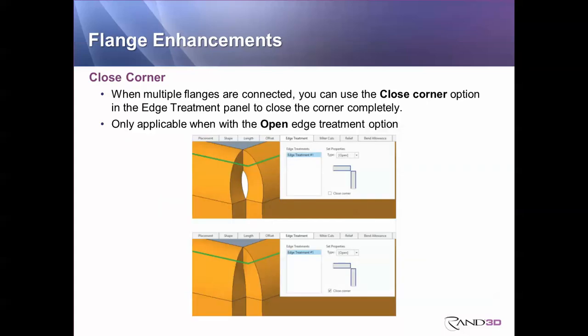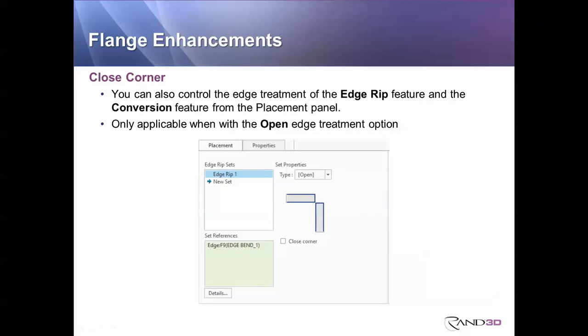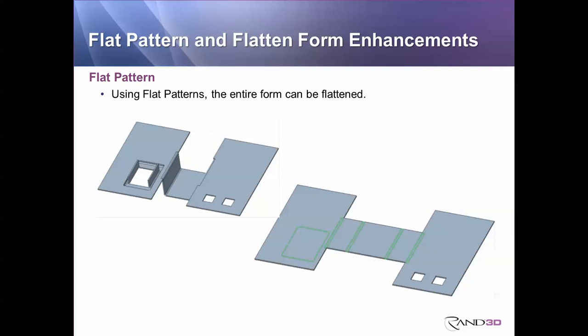You do have this closed corner option with the flange that whenever you have multiple flanges connected, you can use this closed corner option. As you can see from the image here, located in the edge treatment menu, if you like. Notice here that it's only applicable when the open edge treatment option is set. With the edge treatment of edge rip, if you set the edge rip feature from the element from the conversion feature there, you can get the corner to close as well. Notice that that's a long time coming as well.